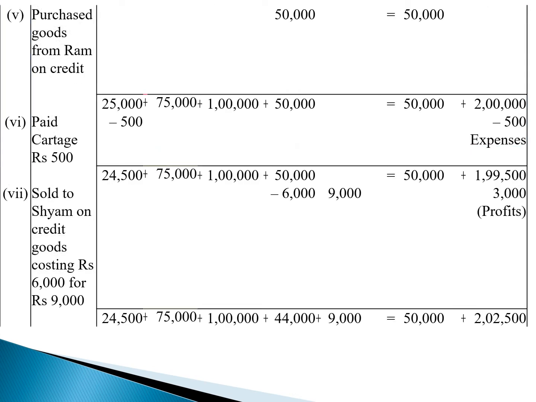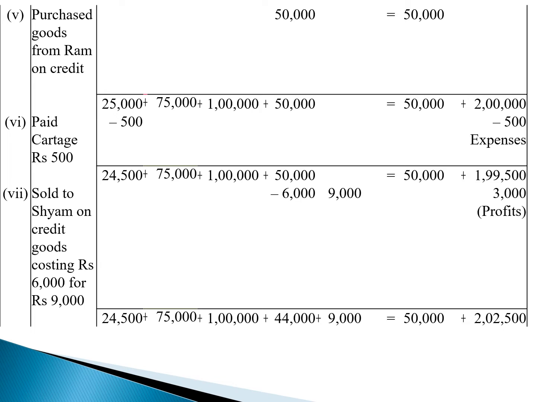The next transaction is purchased goods from Ram on credit. So 50,000 is shown under stock and same 50,000 is shown under the creditors. Next, paid cartage rupees 500. 500 is reduced from cash and same 500 is reduced from capital as expense.